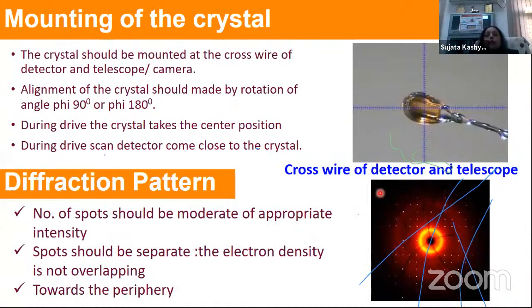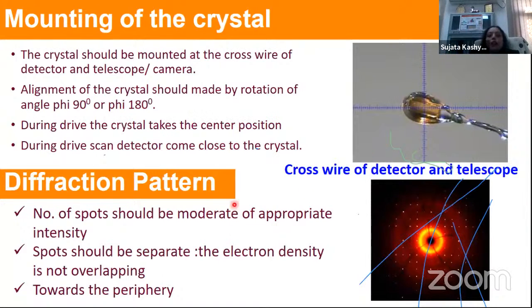We have mounted our crystal at the crosswire, and we can align the crystal by rotating it through 90 degrees or 180 degrees. In the drive position, the crystal takes a center position, and in that condition, the detector also comes close to the crystal.